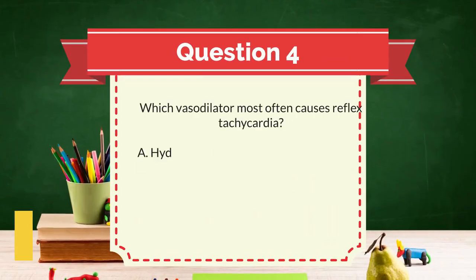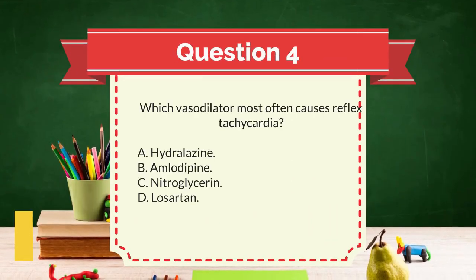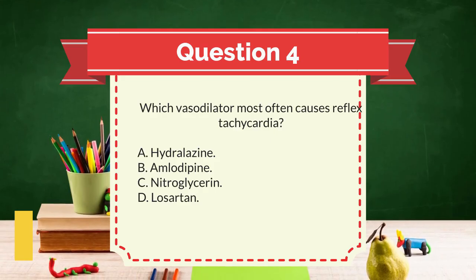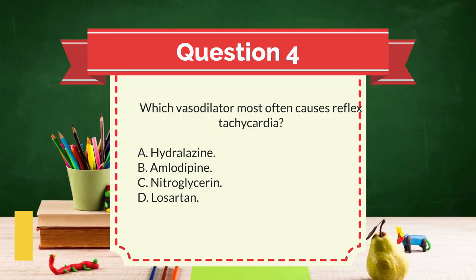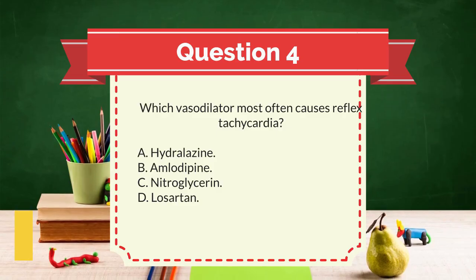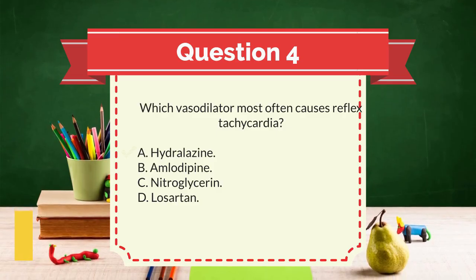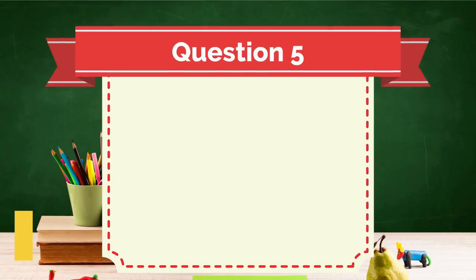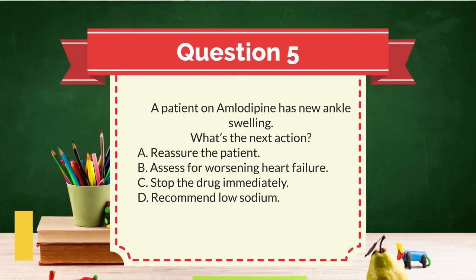Question 4. Which vasodilator most often causes reflex tachycardia? A, hydralazine. B, amlodipine. C, nitroglycerin. D, losartan. Answer, A, hydralazine. Quick quiz for you. What's the fix for reflex tachycardia? Beta blockers.